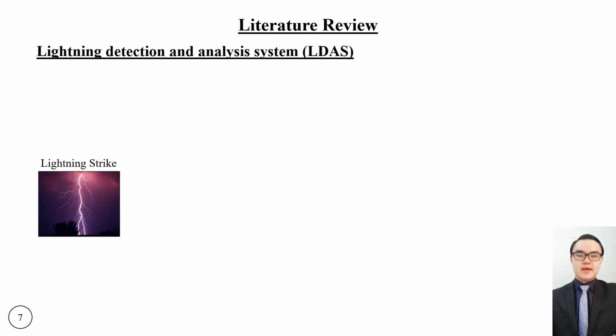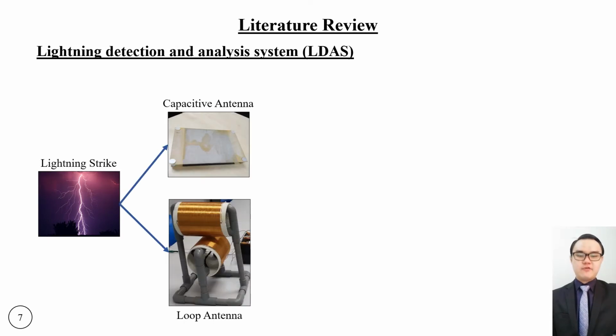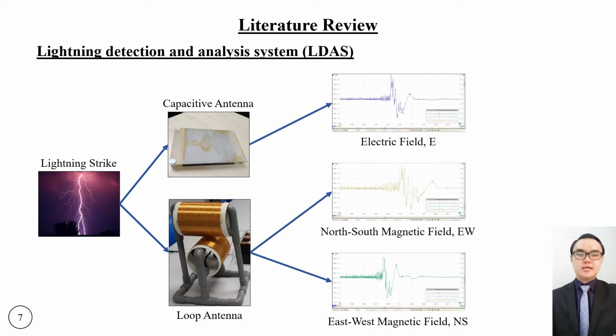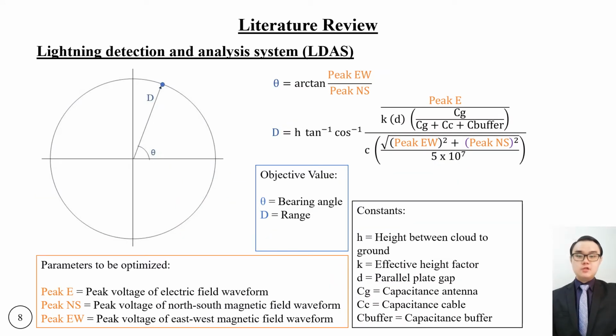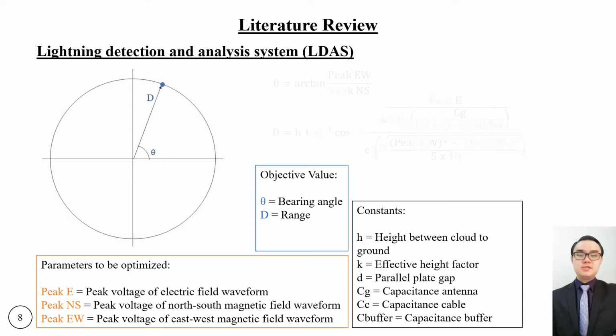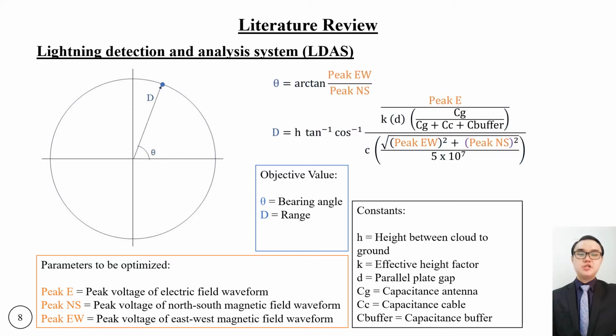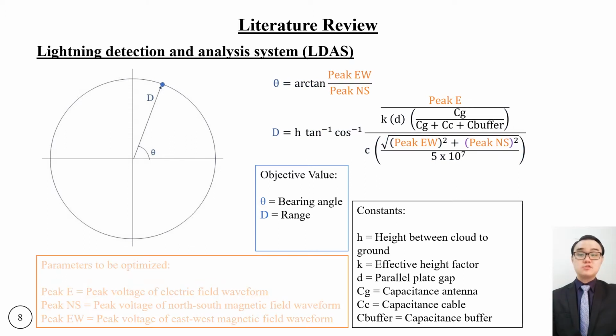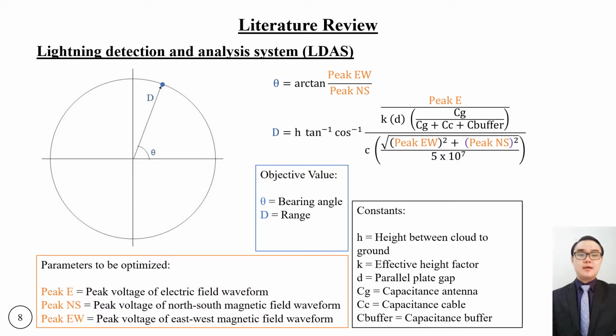LDAS is a system that can detect the lightning strike location with a capacitive antenna and a lobe antenna. The lightning strike location can be calculated by using a calculation formula with the magnitude of the peak voltage captured from the graph of electric field and magnetic field. The peak voltage of electric field and magnetic field is the parameter that determines the lightning strike location, which needs to be optimized and calculated to get closer to the lightning strike location data from the Boltec LD350 system, due to the data that we get from the Boltec LD350 system is the benchmark that we refer to in this application.